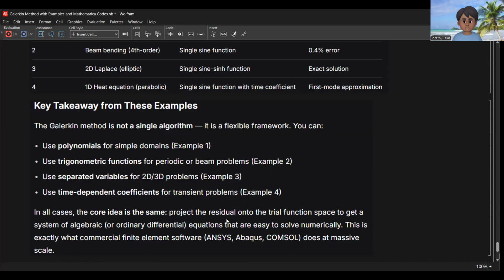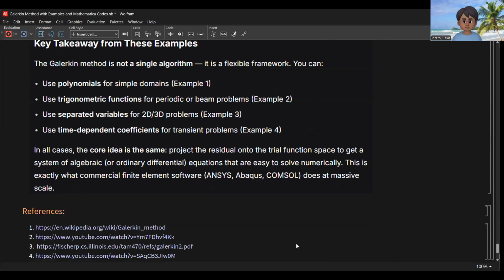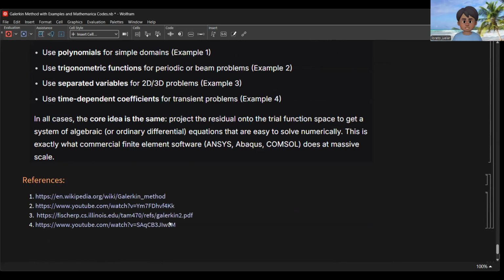Project the residual into the trial function space to get a system of algebraic or ordinary differential equations that are easy to solve numerically. So this is exactly what the commercial finite element software ANSYS, Abaqus, COMSOL does at a massive scale. We have the references here.